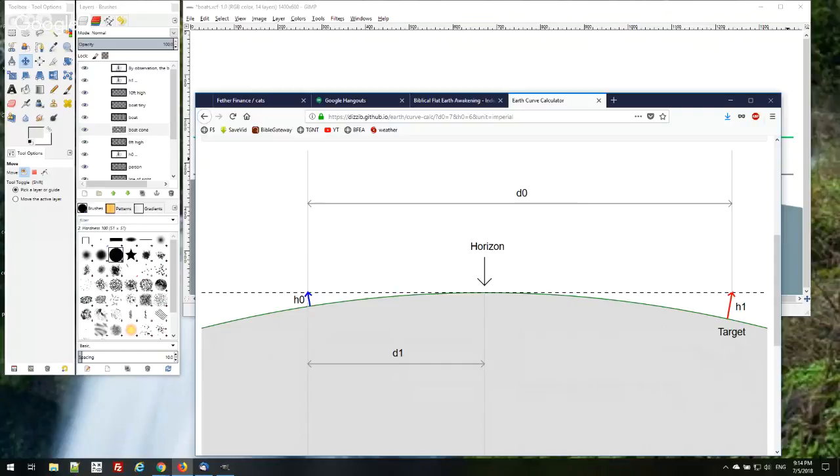Let's see. Yes, we can see farther than we should. Yes, I'm on top of the ball. We're all on top of the ball, aren't we? That's what a tangent point is.